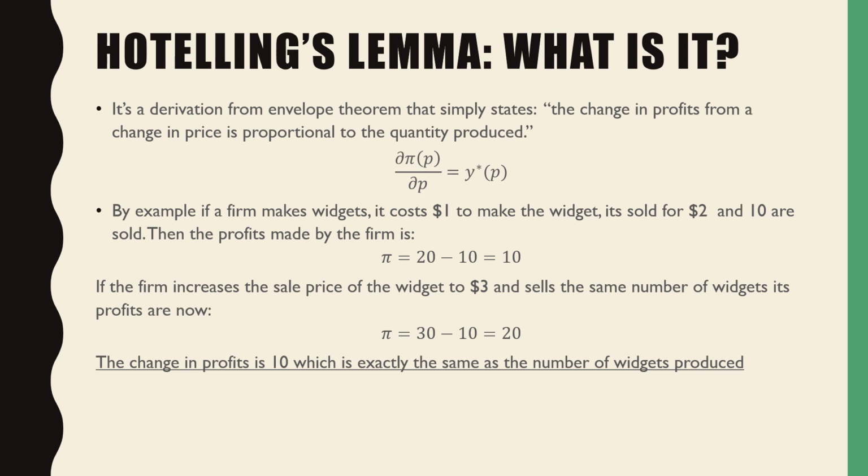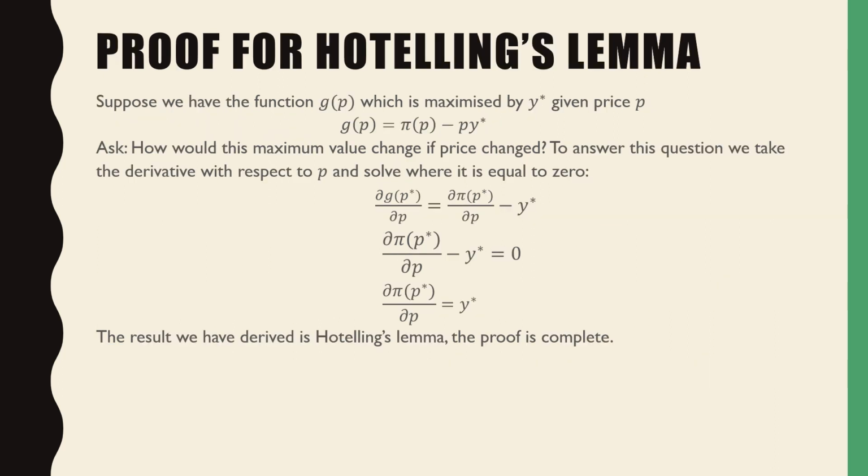By example, if a firm makes widgets and it costs $1 to make the widgets and they're sold for $2 and there are 10 sold, the profit made by the firm is $10. If the firm now increases the sale price of the widgets to $3 and sells the same number of widgets, its profits are now $20. The change in profits from the change in price is 10, which is exactly the same as the number of widgets produced. Prove Hotelling's lemma.